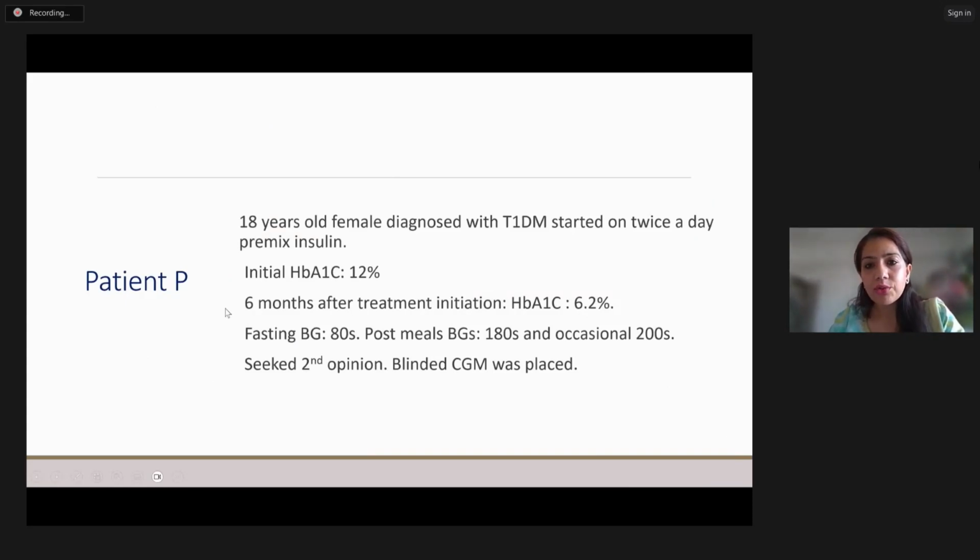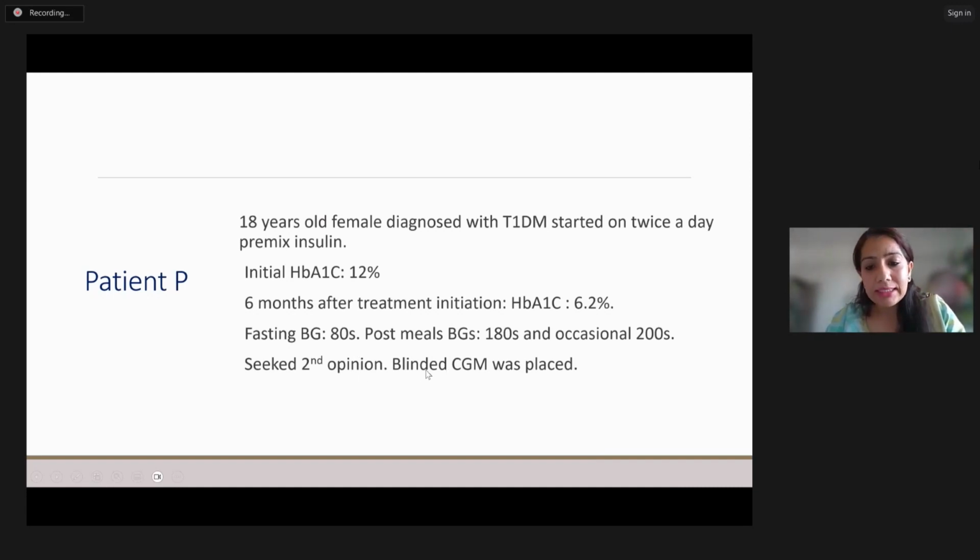An 18-year-old female diagnosed with type 1 diabetes. She was started on twice a day premix insulin by a general physician, or I think a diabetologist. And the initial HbA1c was 12%. 6 months after treatment initiation, her HbA1c was perfect. It was 6.2%. And her fasting glucoses were in the 80s, and post-meal blood glucoses were in the 180s and occasional 200s. But somehow she was told, let's seek a second opinion just to see.